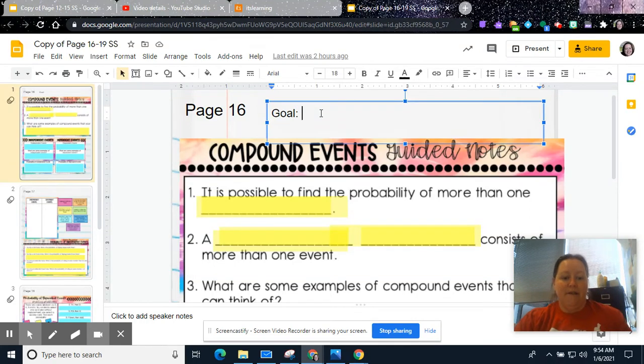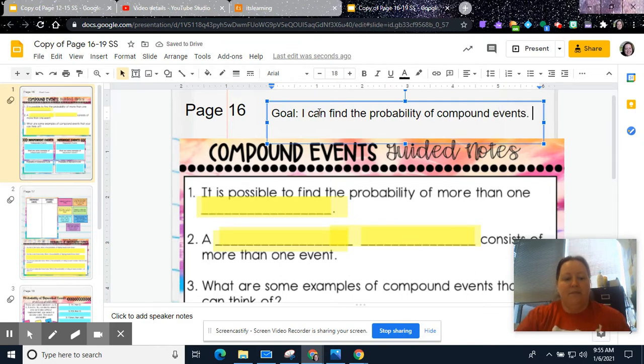Hi, so today we are going to be working on compound events for probability. I can find the probability of compound events.